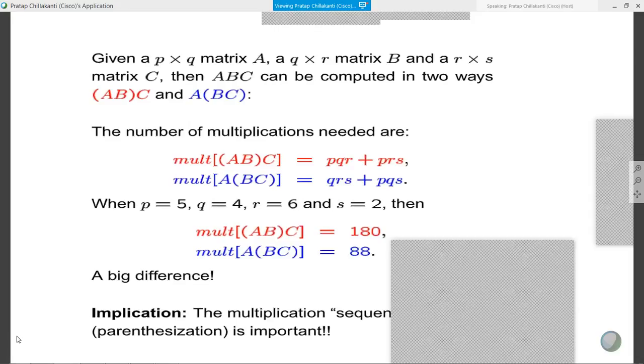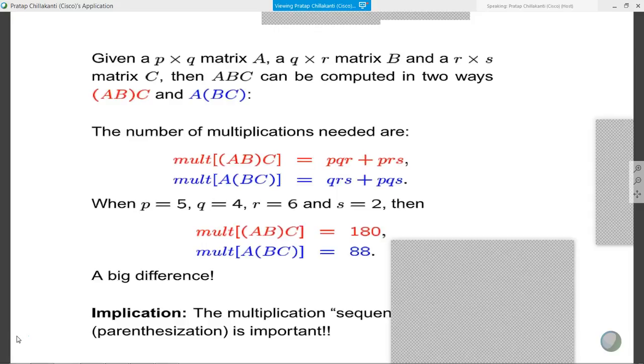Now, here is the interesting slide, right? So what we are saying is you have a P by Q matrix, Q by R, and R by S. Okay. The resultant matrix, of course, is a P by S, correct? That's what you will get ultimately, a P by S matrix, when you multiply all those 3, correct?